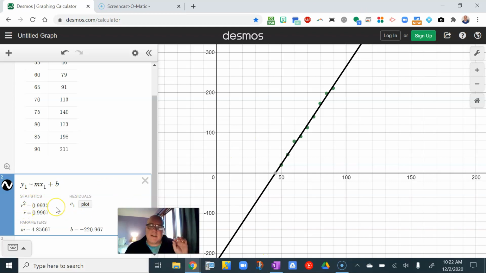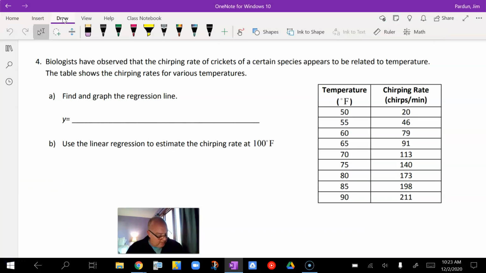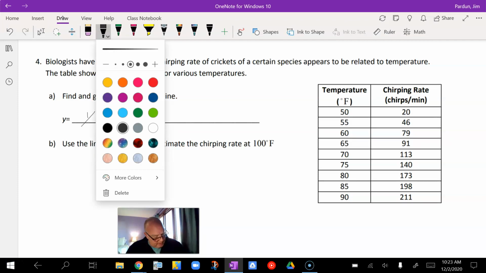If we want to see the parameters of this equation, don't worry about statistics or residuals at this point in time. Let's look at the parameters, the m and the b. The m value is 4.85, 4.86 if we round, and the b value is negative 220.97. So when I go to write this equation, I'm going to write y equals 4.86x minus 220.97.